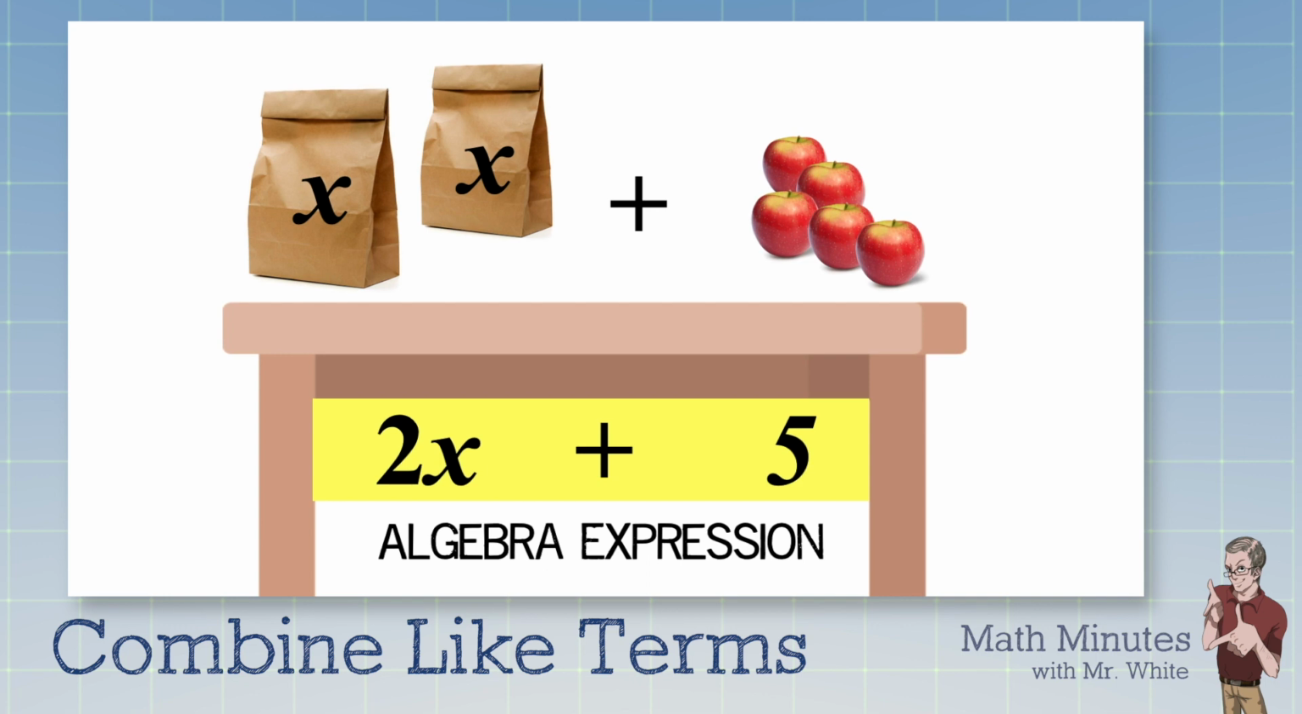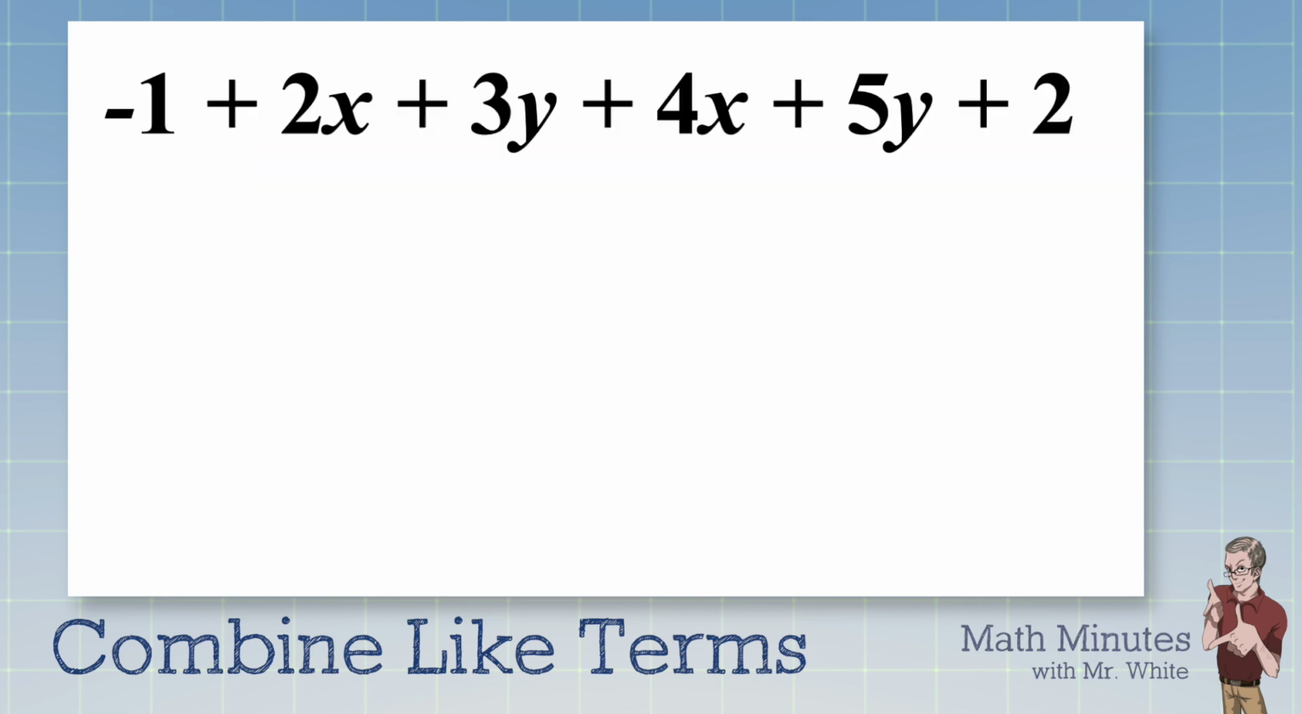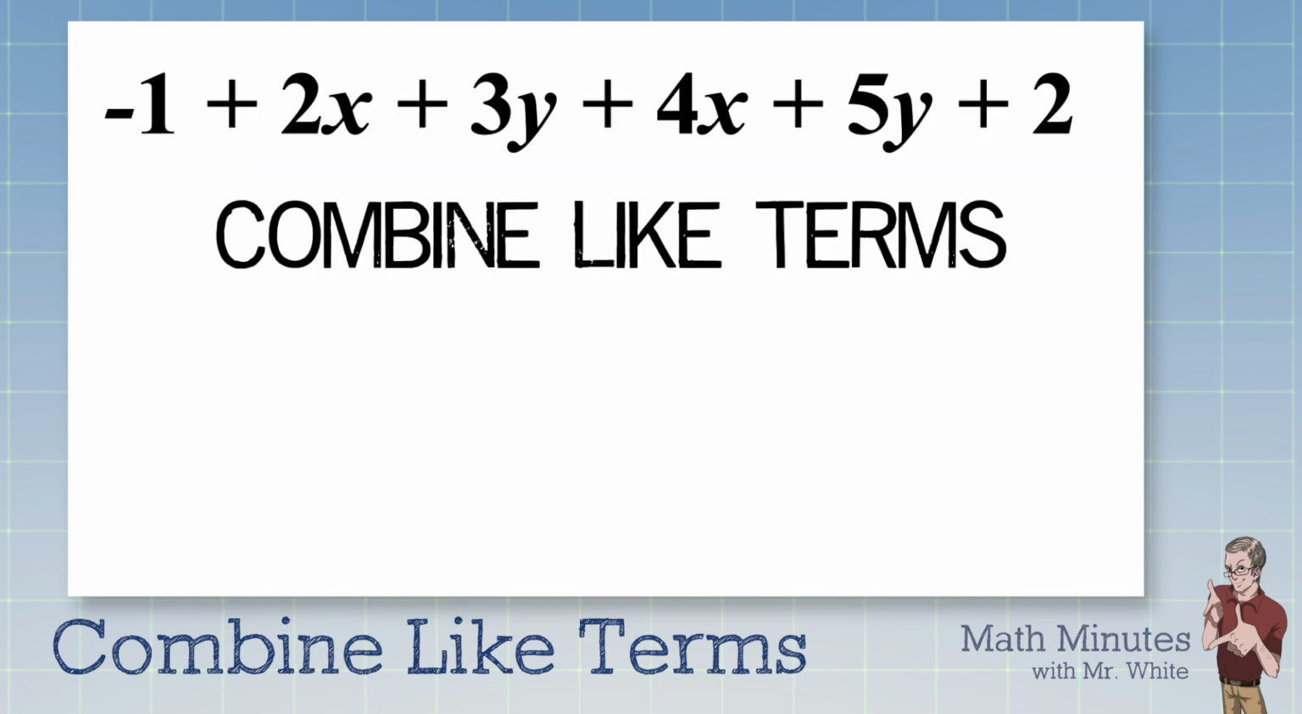Okay, so that was a lengthy way to set the table for the next question. We are going to combine like terms. So here we have how many terms? There's 6 terms. Going from left to right, if you count them, they're all positive except for that -1, which is negative. So we have 6 terms, and we're going to combine the like terms.